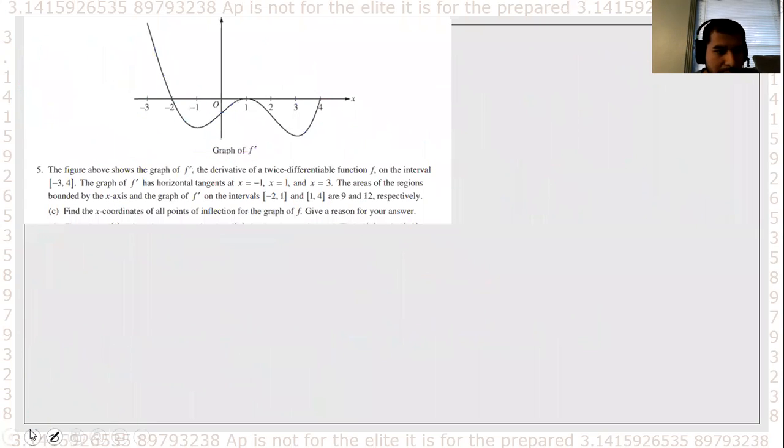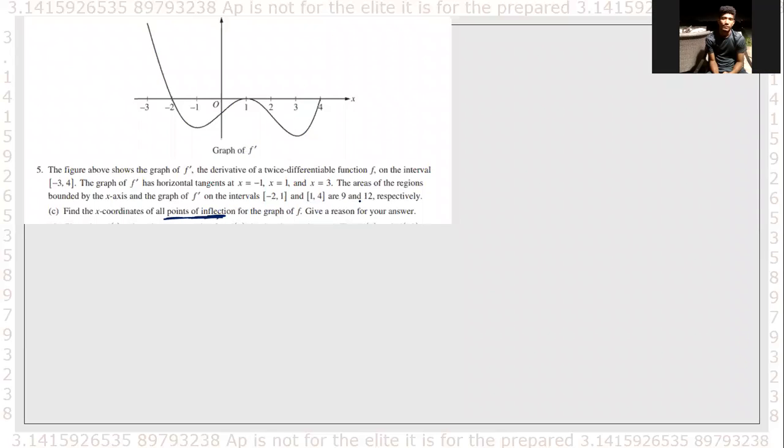No. Okay. Part C of this question. Oh, this one's good. All x coordinates of points of inflection. I need to screenshot it. Yep. Points of inflection, guys. Do we remember what points of inflection are?